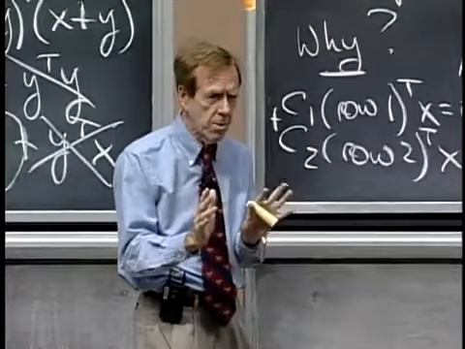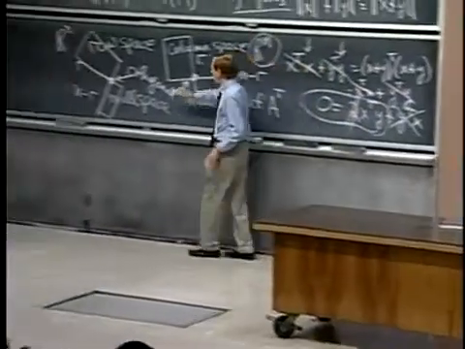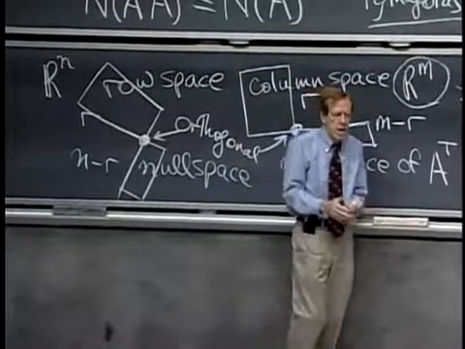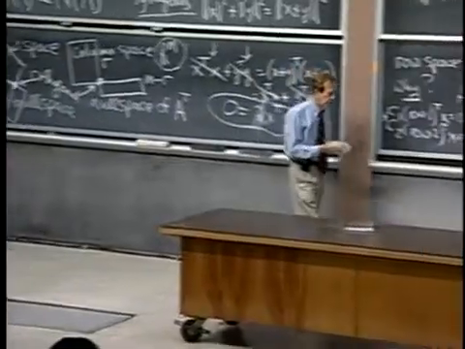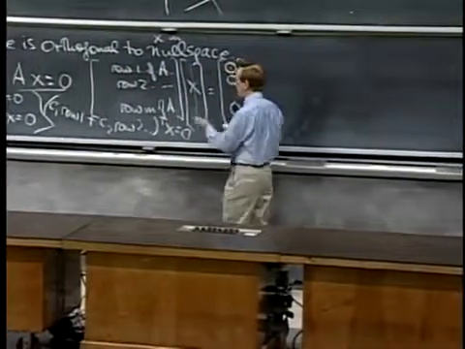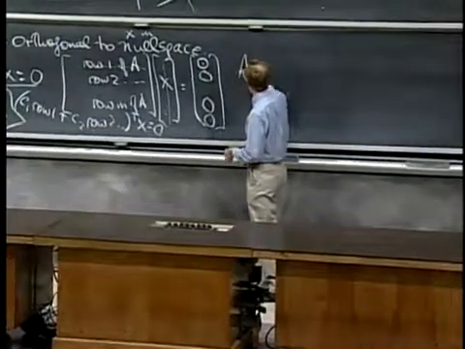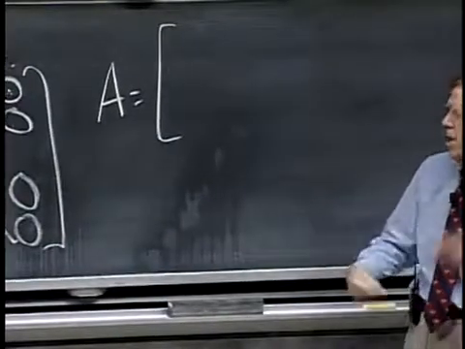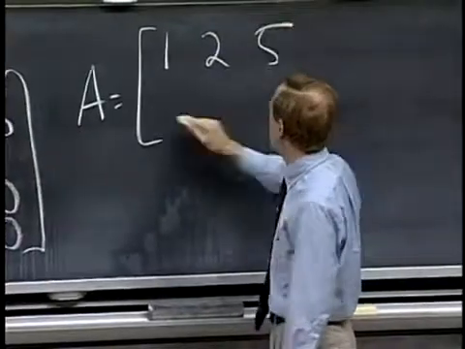Because the dimensions aren't right? The dimensions are no good. The dimensions here, r and n minus r, they add up to 3. They add up to n. If I just follow that example, if the row space is one-dimensional, suppose A is, what's a good one, I'm in R3, I want a one-dimensional row space. Let me take 1, 2, 5, 2, 4, 10.